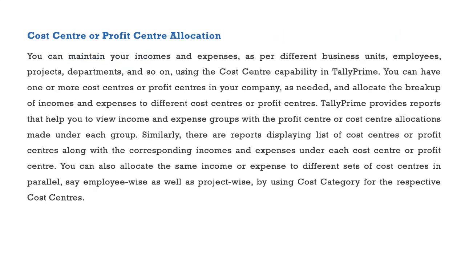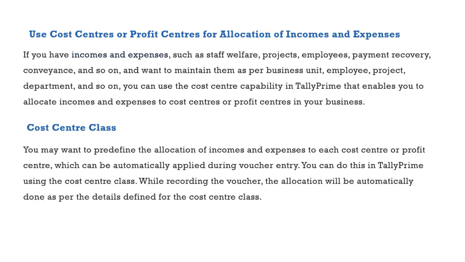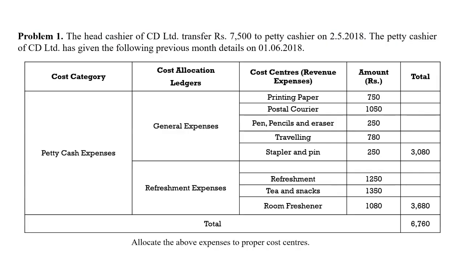So now, I hope you have a little bit of an idea about cost center and cost categories. It would be better to start with a hands-on example. Just take a look at this problem, which says the head cashier of CD Limited transfers 7,500 to the petty cashier on 2nd May. The petty cashier of CD Limited has given the following previous month details, that is monthly details, on 1st June 2018.